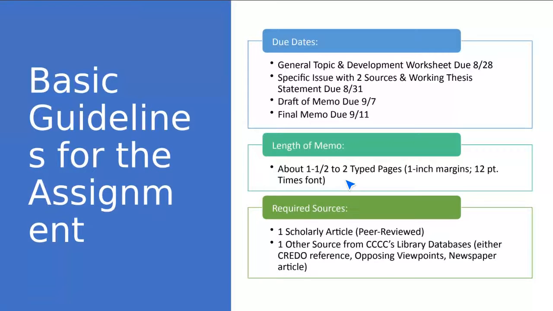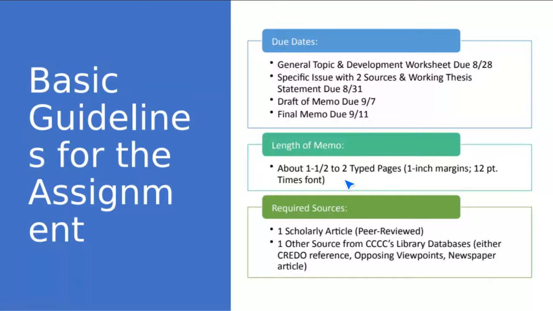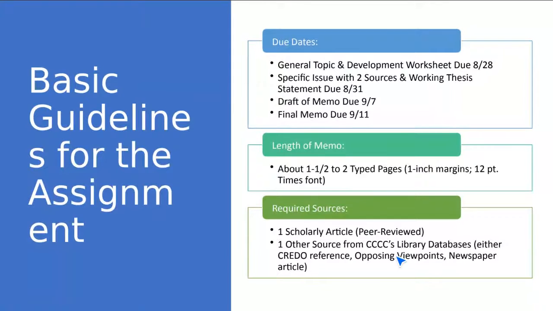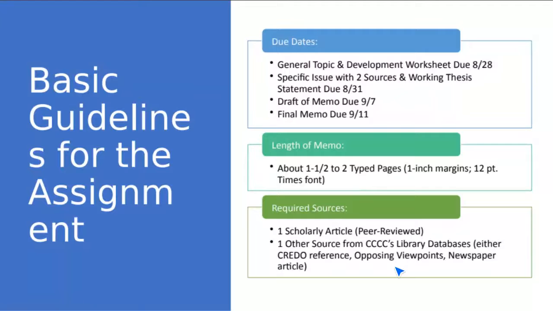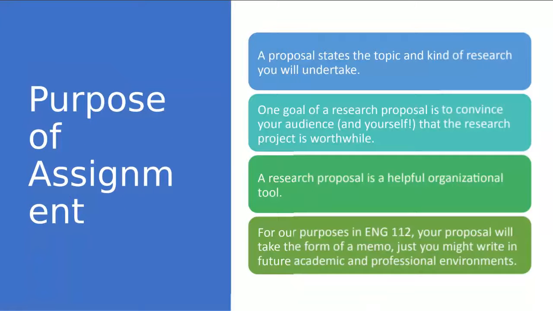So the proposal memo needs to be about 1.5 to 2 type pages. You need to come up with 2 sources for this topic, and these need to be scholarly type sources from the library, not from Google, not from random internet searches, and we're going to cover that as we go along this week. And I have some links to the library databases with some tutorials loaded up for you.